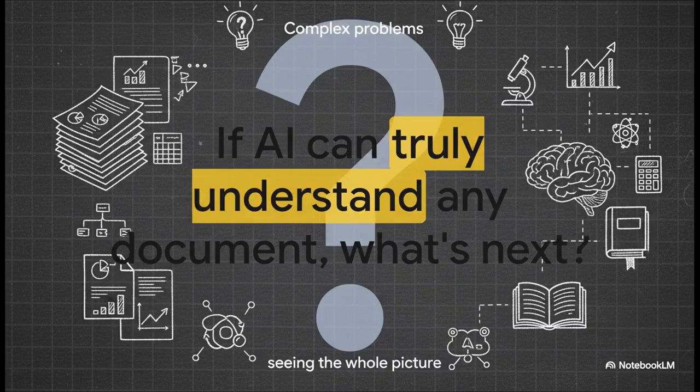But as we start to solve these final challenges, it all leads to this one, really big and incredibly exciting question. Just imagine, for a second, an AI that doesn't just read the words, but truly understands every single chart, table, and diagram in every scientific paper, every financial report, every medical study on the planet. If an AI can finally see the whole picture, what massive, complex problems are we finally going to be able to solve?